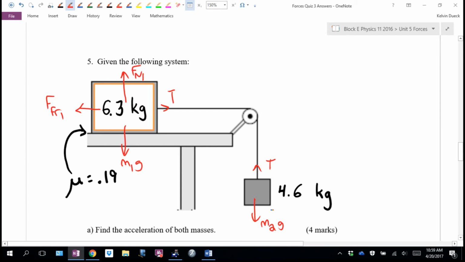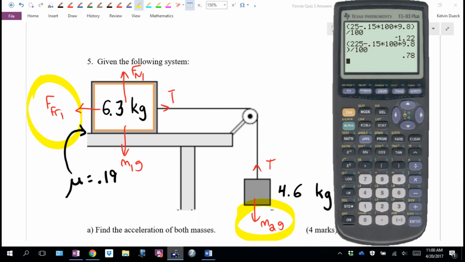Mr. Dueck? Yeah? Mass 1 is bigger. It's 6.3. Doesn't that mean it's winning? The real tug of war here, Michael, is between that one and that one, because the tensions are going to cancel. In fact, if you're not sure who's winning, you can actually quickly just crunch these.